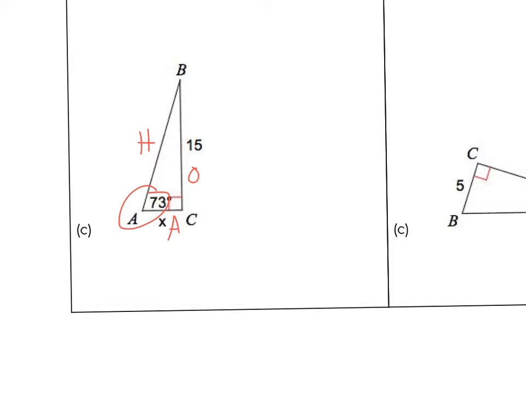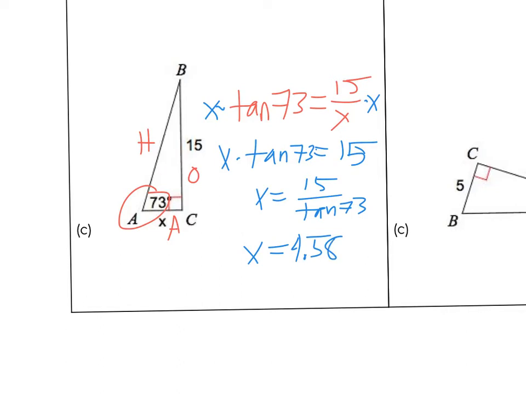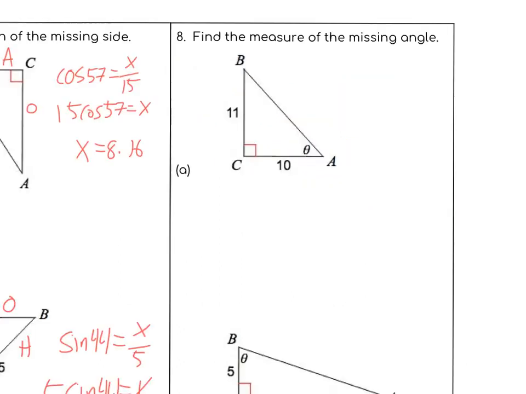All right, identifying the angle as 73 degrees, our opposite, hypotenuse, and adjacent. Here we're going to be using tangent, so tan 73 is equal to 15 over x. To get the x out of the denominator, I multiply both sides by x. We get x times tangent of 73 is equal to 15. Then x is equal to 15 divided by tangent of 73, which is equal to 4.585.